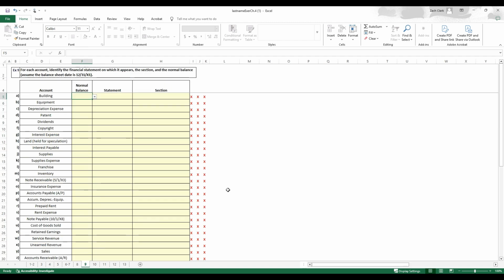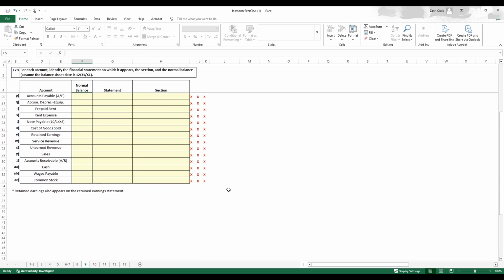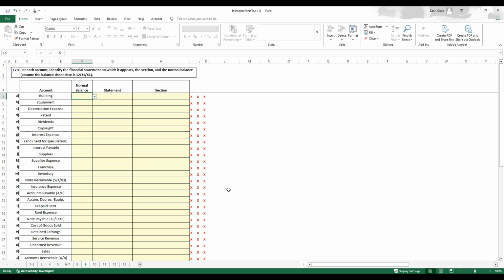All right, on to number 9. So I'm going to leave this one for you all again. This is just an exercise in understanding the normal balance. Remember, the normal balance is what side, left or right on a T account or in a ledger, is the increase. So we have to just look and see, buildings or assets. That's going to be a debit normal balance.